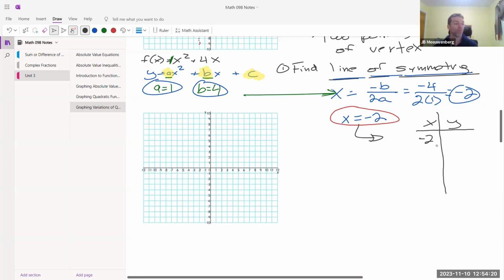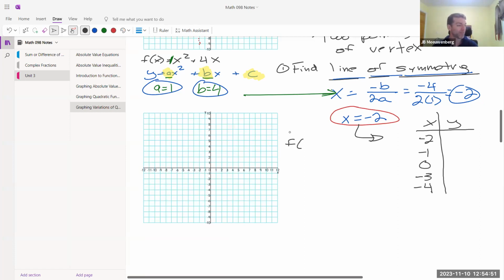And then we are going to find 2 points to the right, which might be negative 1 and 0, and 2 points to the left, which might be negative 3 and negative 4. So again, here's the center, negative 2, and 2 points to the right, or two numbers bigger than negative 2, would be negative 1 and 0, and two numbers smaller would be negative 3 and negative 4. So what do we do with those? We plug those into our function.